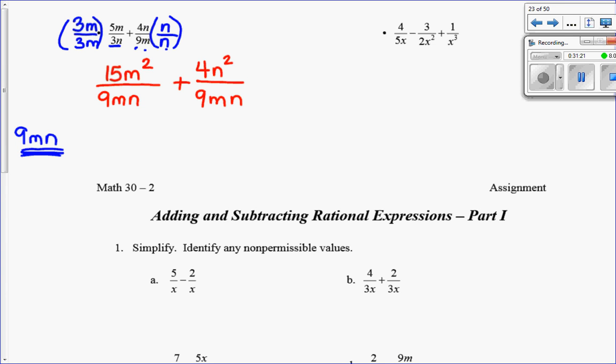Oh, look at that. I have common denominators now. So I know that means I can just add the numerators. 5m squared plus 4n squared all over the common denominator 9mn.